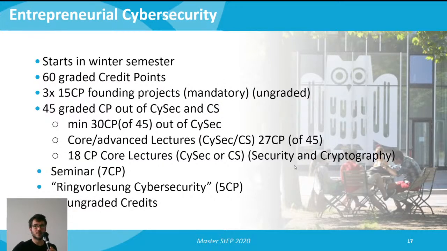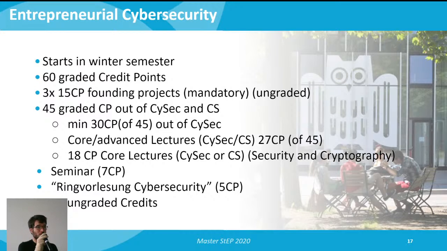So entrepreneurial cybersecurity. This is a new one, one of our newest master's programs, except data science and artificial intelligence. It starts only in winter semester, so you cannot start this in the summer semester. 60 credit points sounds not much, but you have to do 3 founding projects of 15 credit points each. The entrepreneurial cybersecurity master program is built that way so that after you finish your master, you have a known startup in the end. This is the idea of it.